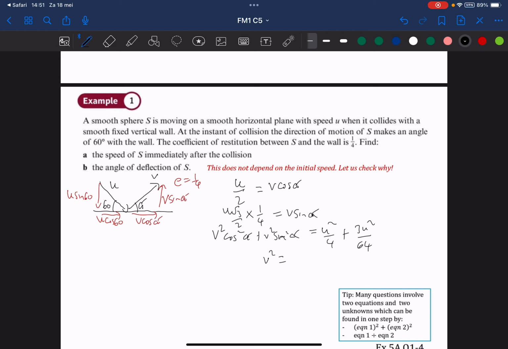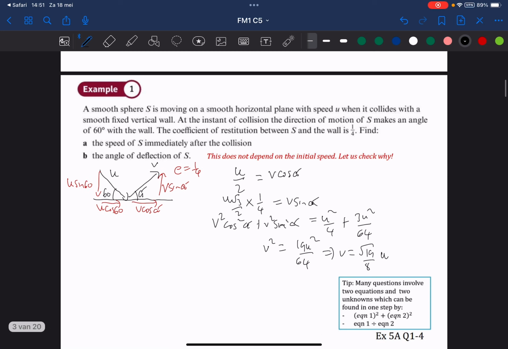What's that going to be? 19 u squared on 64. So then I can just square root that, and I get what? Square root of 19 over 8 times by u. And v must be positive. That's important.